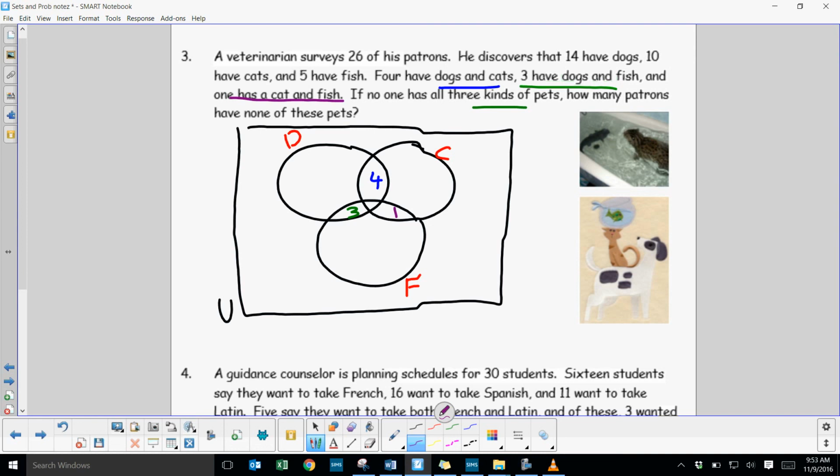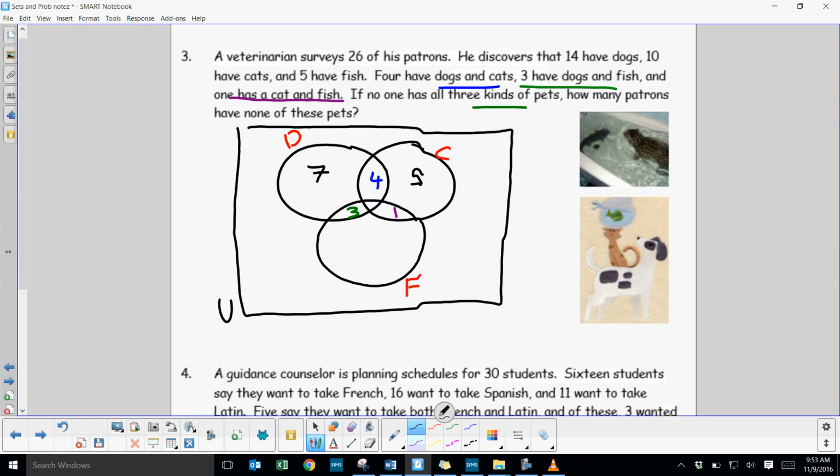So 14 in total have dogs. So in the dog circle, we've already got 4 and 3. So 4 and 3, sorry, adds to 7. And if there's 14 in total, we must have 7 extra that have dogs only. 10 have cats. They haven't said cats only, so we've got to say the whole circle must add up to 10 for cats. So 4 plus 1 is 5. So to add up to 10, we must have 5 that have cats only.